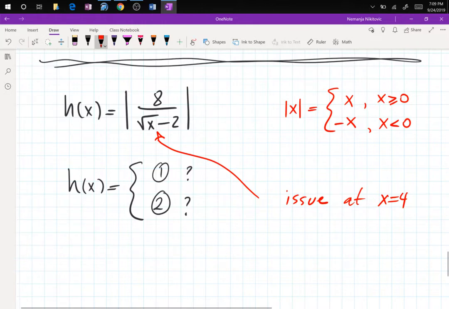So the issue is at x equal to 4, and the domain is, since we are not allowed negatives, start at 0 and go to infinity, right? Make sure you put the parenthesis on the infinity because you can't include infinity.